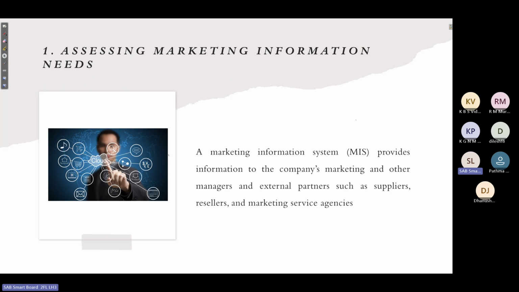This requirement can come from the people inside the company. Then some external parties can also come, like our suppliers, like our competitors or different marketing agencies. So we need to assess or we need to know what kind of information they want, right?